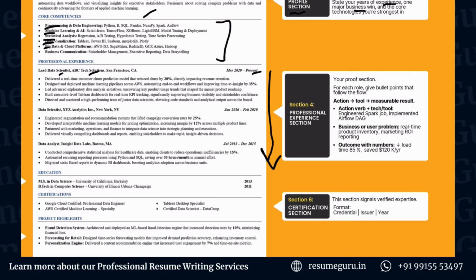You can even add numbers and metrics as discussed earlier, such as reduced churn by 20% or improved time to insight by 35%. This shows actual measurable business impact. And you have to mention all the keywords and what tools you used everywhere for better keyword optimization.